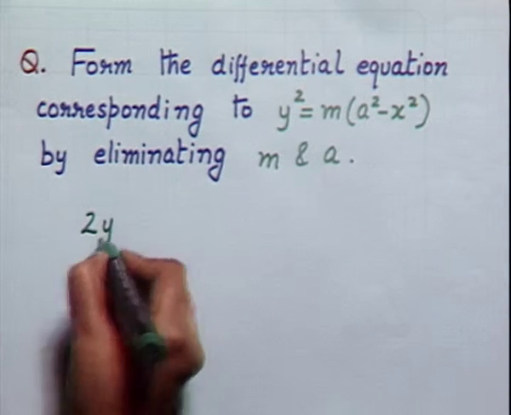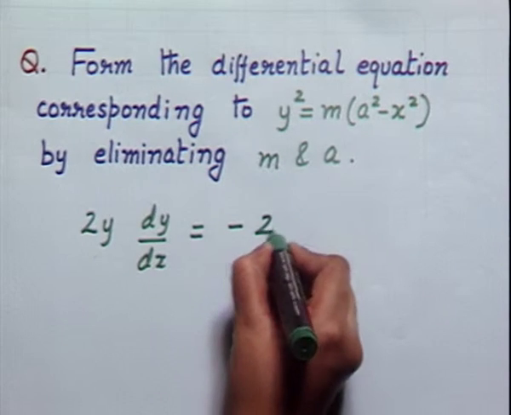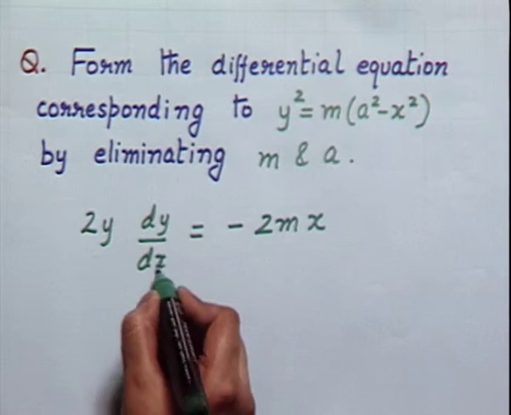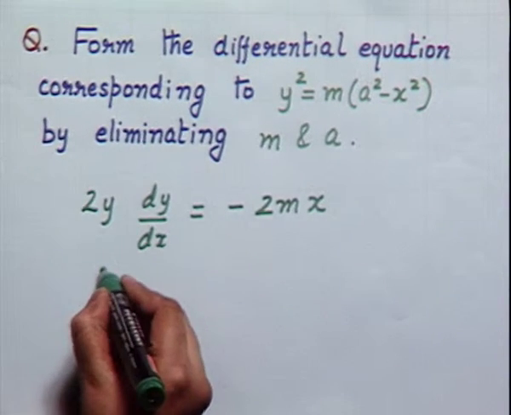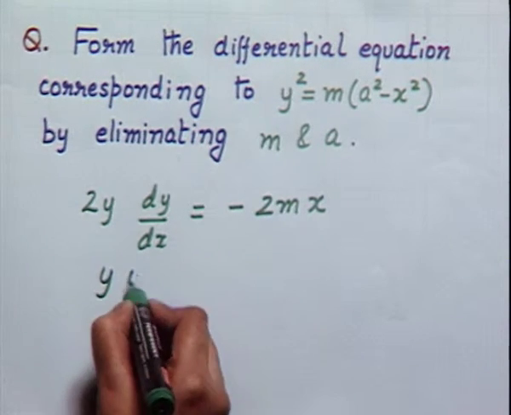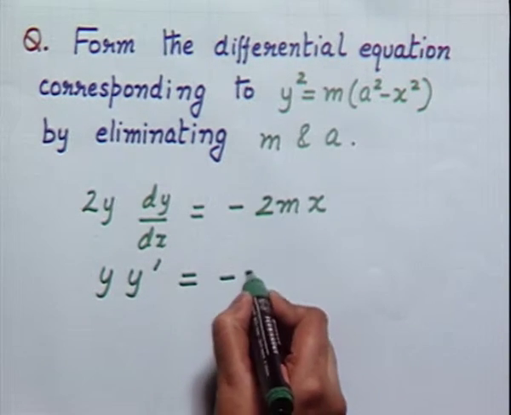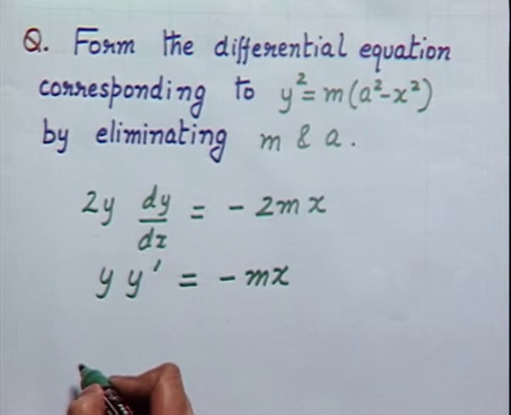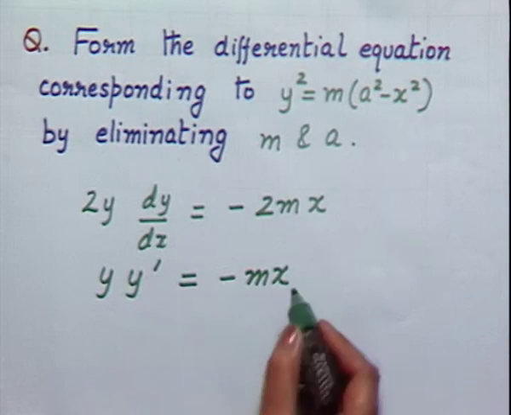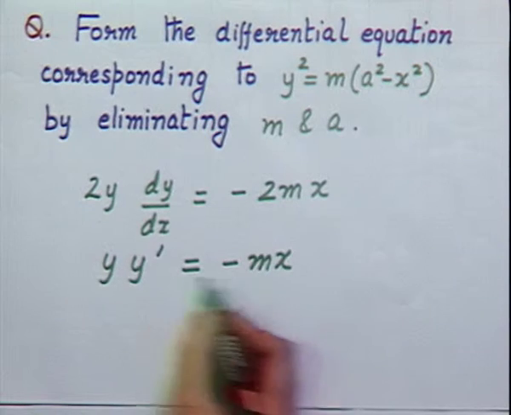Taking the first derivative, you have 2y dy by dx is equal to minus 2mx. And then, for convenience sake, I am going to rewrite this by cancelling that 2, and also bringing in the notation of the first derivative written as y dash, as y dash is equal to minus mx. If you do want, you can always go back to dy by dx, but it will save time to write it as y dash or y double dash. You can also use y1, y2.